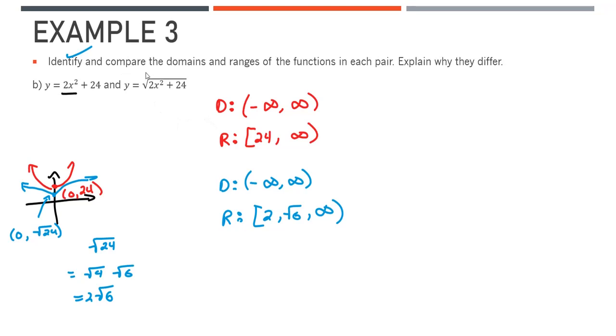Identify. Compare. Comparing is easy here. The domains are the same. Our ranges are different. The reason our range is different is because it's taking the vertex and actually square rooting it.